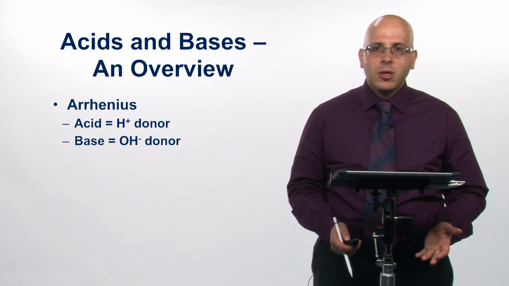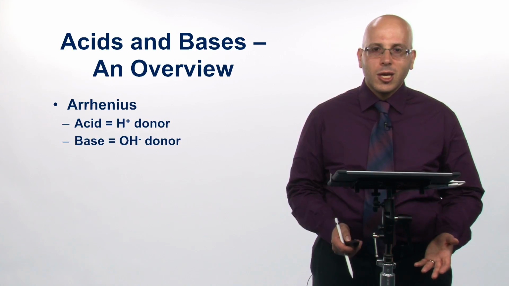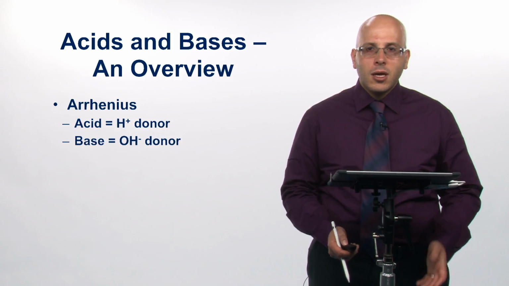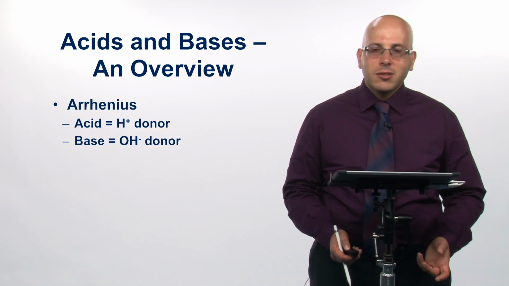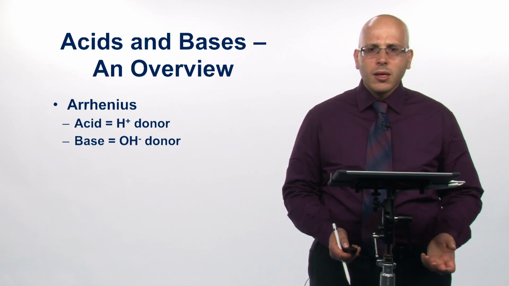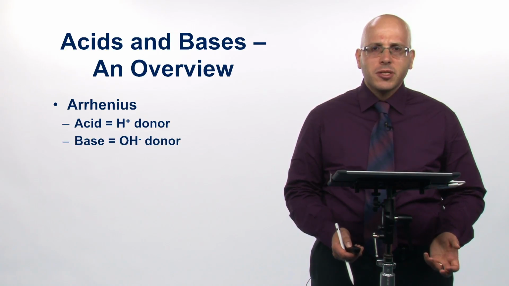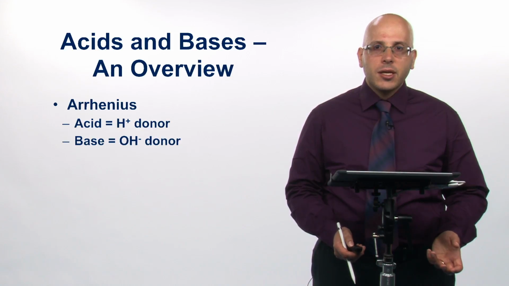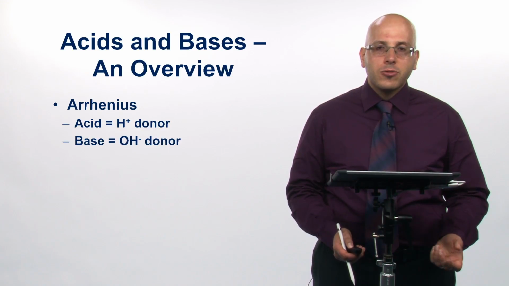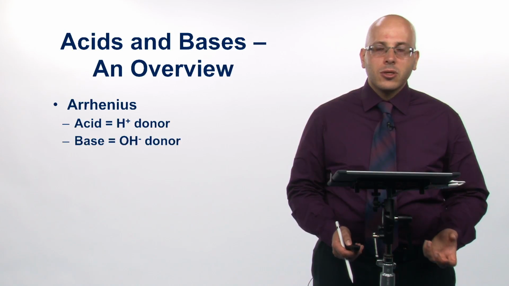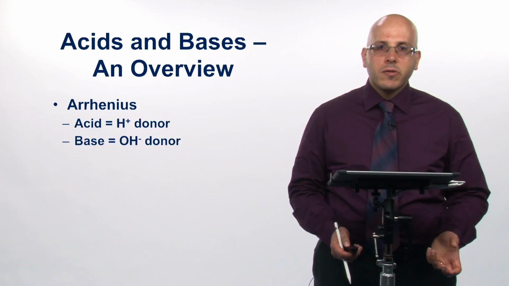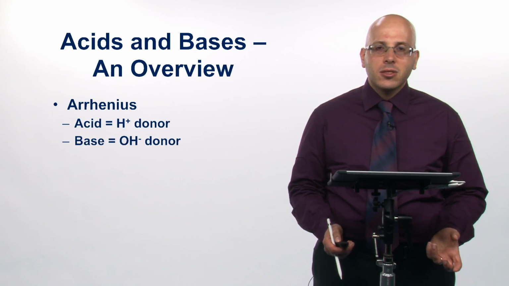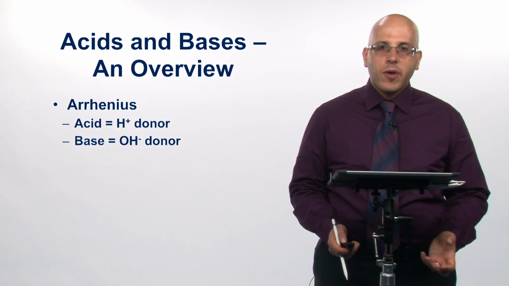Okay, so the first one was put forth by good old Svante Arrhenius, a Swedish chemist, in the late 1800s. And Arrhenius defined an acid as anything that can donate H+ ions to a solution, and he defined a base as anything that can donate hydroxide ions or OH- ions to the solution. So most of the things that you think of as typical acids or bases fall into the Arrhenius category.